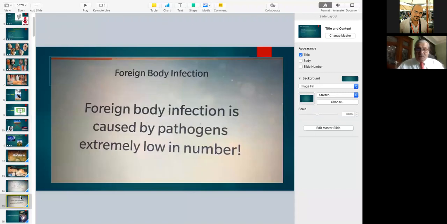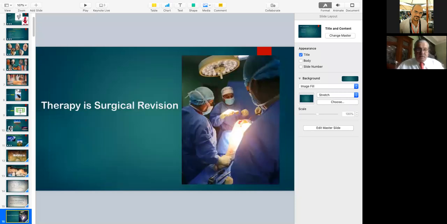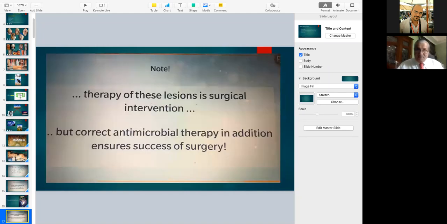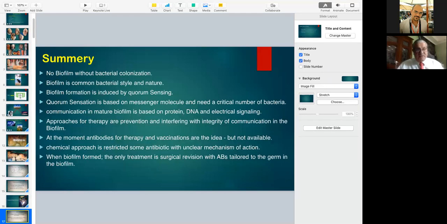Why is it important in arthroplasty? Because it adheres to foreign bodies, and we use a lot of foreign body implants: prostheses, plates. When biofilm sticks to this foreign body, it will cause foreign body infection, with the bacteria hidden under the biofilm. The treatment is always surgical, assisted by antibiotics according to the diagnosed germ and sensitivity. But when there is biofilm, the treatment is mandatory surgical.